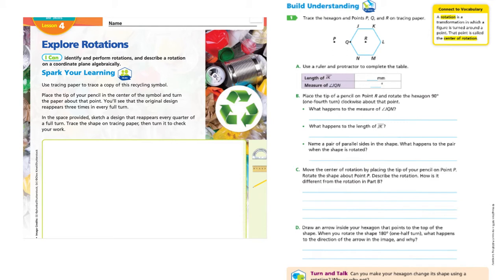It says use tracing paper to trace a copy of this recycling symbol. Place the tip of your pencil in the center of the symbol and turn the paper about the point. So it's a little bit like a spinner, but not exactly. You're actually spinning the whole dial rather than just the arrow. So you're going to put your pencil right in the middle once you've traced it, and then you'll spin the dial around. You'll see that the original design reappears 3 times in every full turn.